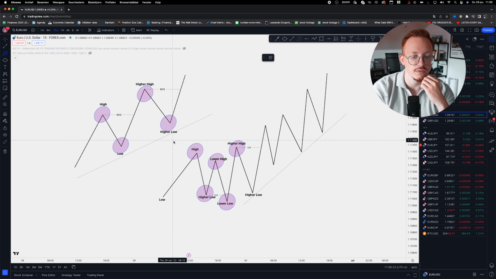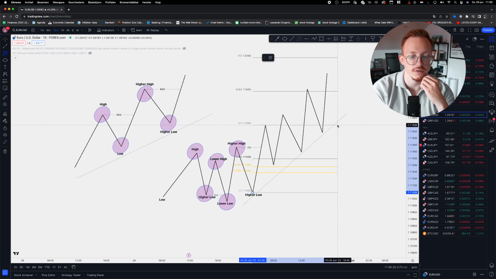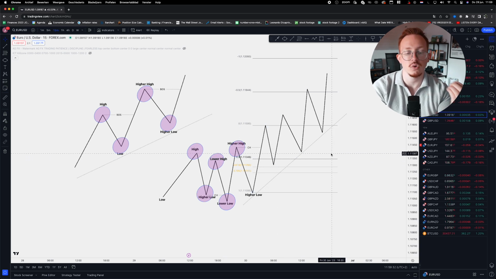So equilibrium is basically the point right in the middle from A to B. For example, I'm going to use my fib tool for this. Right here, as you can see, this is my equilibrium. This is 0.5. This is equilibrium. And why do we use this? We use this for premium and discount.